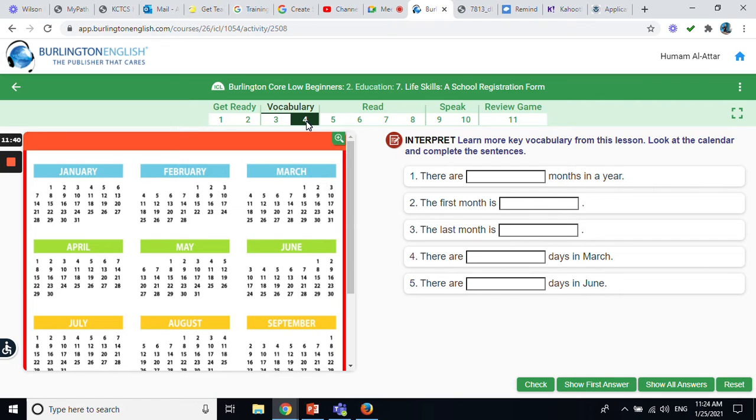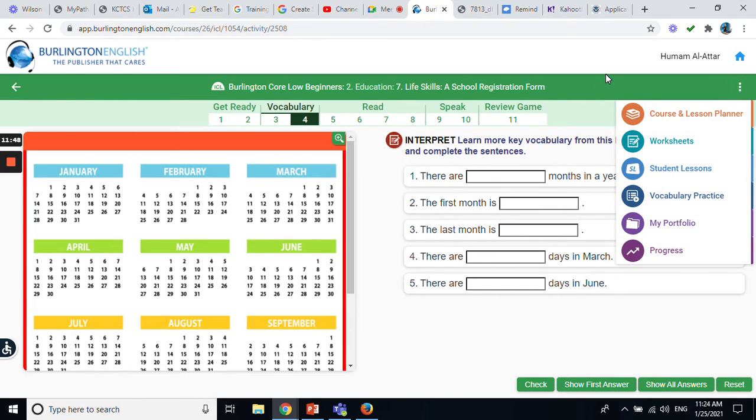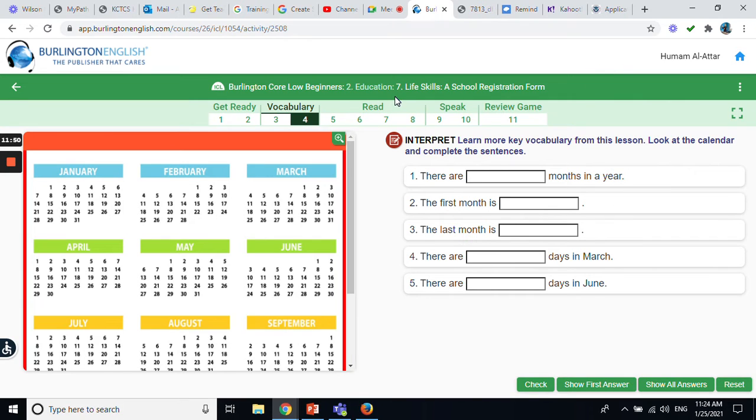Now we're going to... I will try to finish this lesson quickly, and also lesson 8, so we can move on to another subject by Wednesday, hopefully.